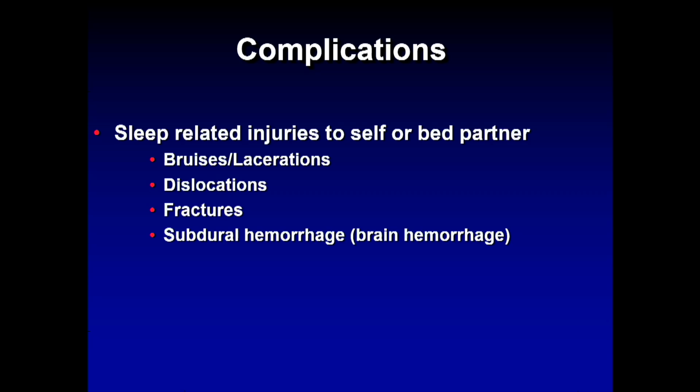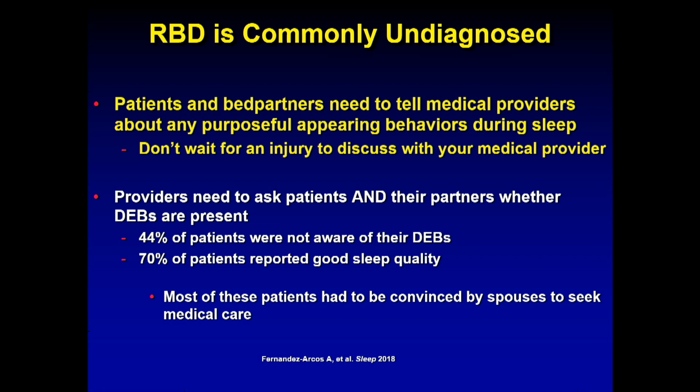So the complications of RBD have been very well documented. Bruises, lacerations, patients have dislocated shoulders, chipped teeth, fractured all sorts of bones. There's a couple of cases of patients who dove out of bed and sustained hemorrhages in their brain. So this is a picture of a poor lady who did that. She didn't have a subdural hemorrhage, but she did in fact chip her teeth and had this battle sign, or these two black eyes.